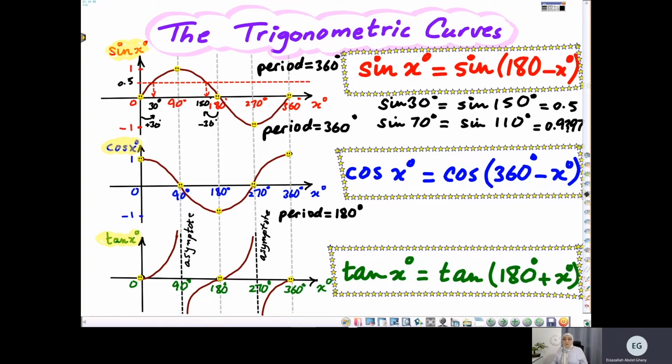What is the condition to apply this rule? Take care, this angle x should be an acute angle. So sine of an acute angle equals sine of 180 minus this acute angle.